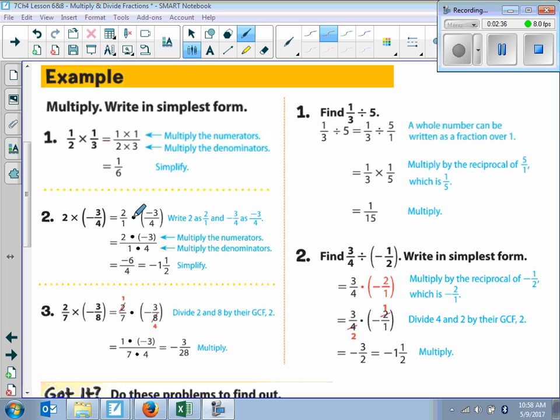If I can simplify, like this 2 and that 4, they didn't do it here. They are showing simplifying down here. You should simplify before you multiply.